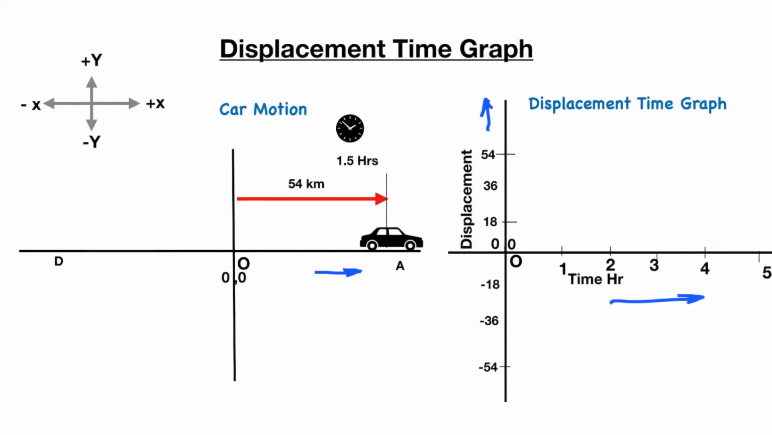The displacement of the car is 54 km, so we have to find 54 km on the y-axis, which is the plus direction, right? So plus 54 km, and draw a horizontal line, and the time is 1.5 hour. So we have to find the 1.5 hour point on the x-axis and draw a vertical line. And the intersection point of these two lines will give you point A. The line joining O to A will give you the displacement time graph for this motion.